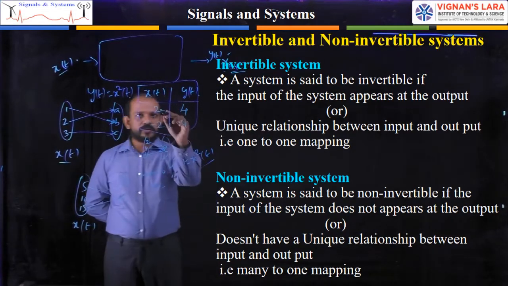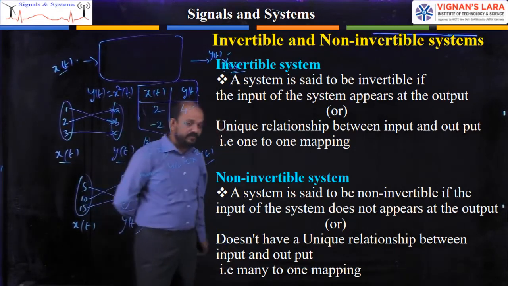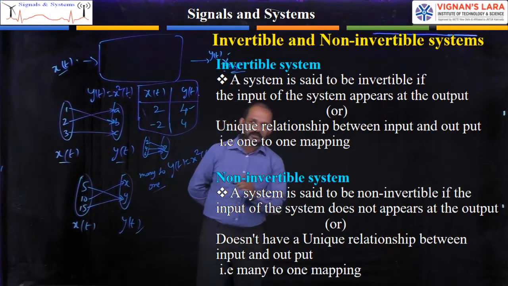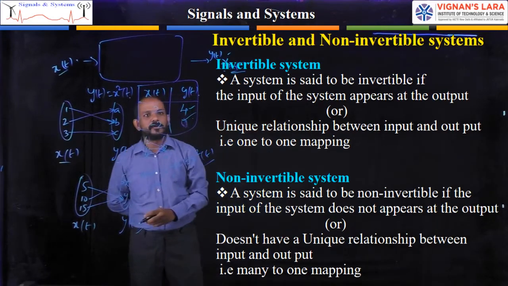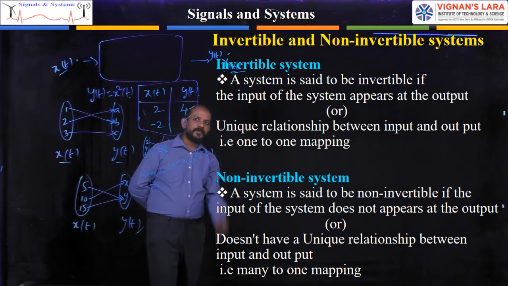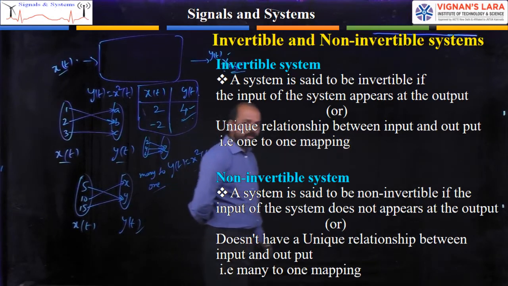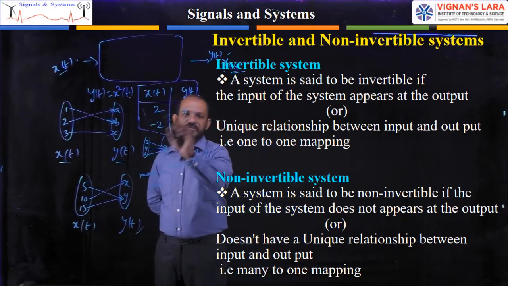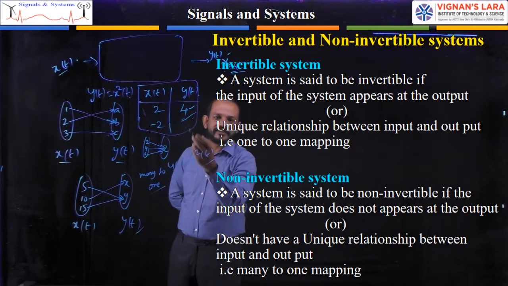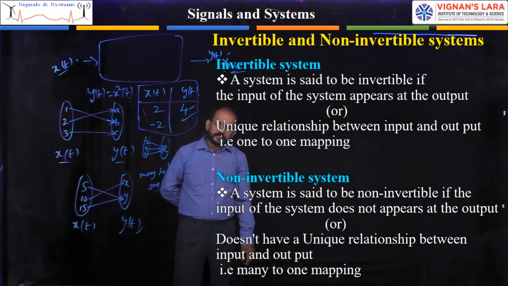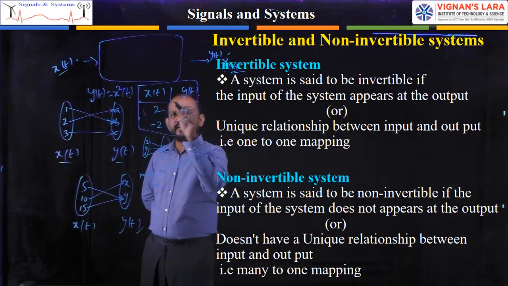That is, for 2 we are having the output as 4, and for minus 2 also we are having the output as 4. For 2 different inputs I am having the same output, 4. So for 2 different inputs I have only one output. That is, there is no unique relationship between input and output. There is many to one mapping. Hence we can say those types of systems are non-invertible. That is, here we can't get the exact input for the output.